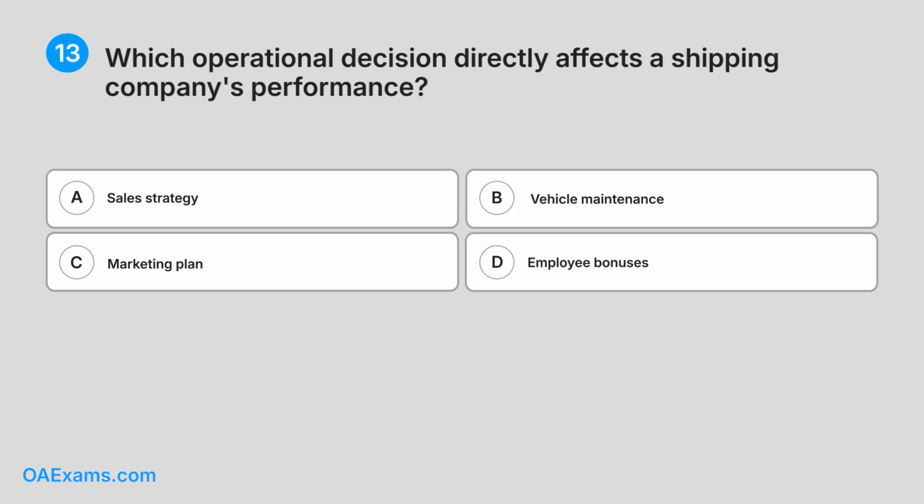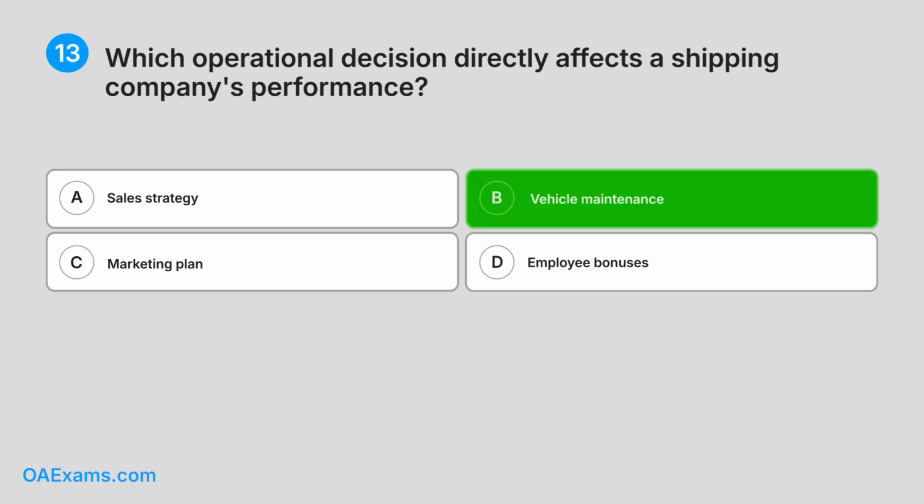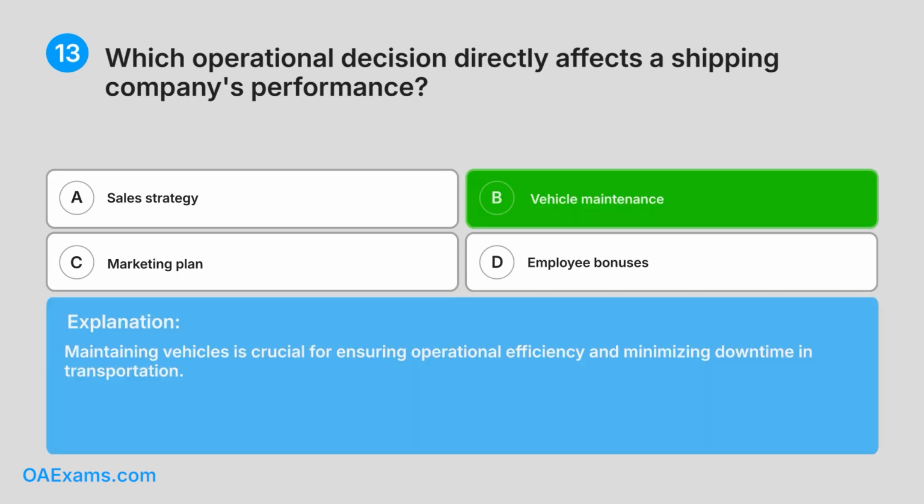Correct answer. B. Vehicle maintenance. Explanation. Maintaining vehicles is crucial for ensuring operational efficiency and minimizing downtime in transportation.